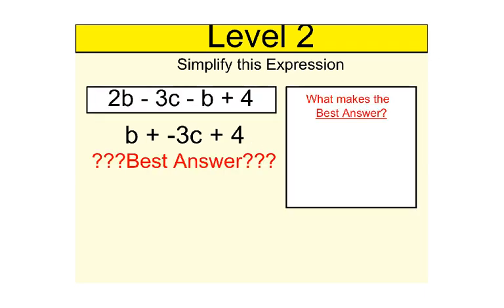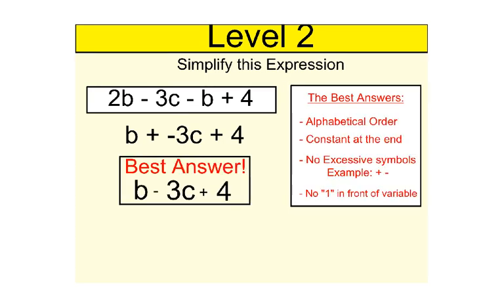So now I'm going to say, hey, is this the best answer? What makes the best answer? Alphabetical order, check. It had the b first, then the c, then the 4. Constant at the end, check. No excessive signs.